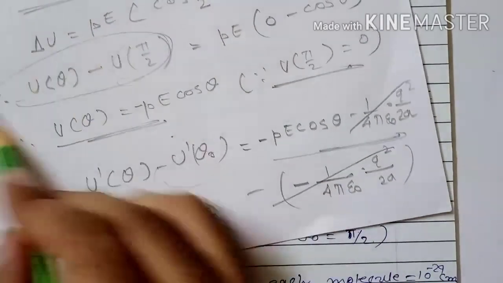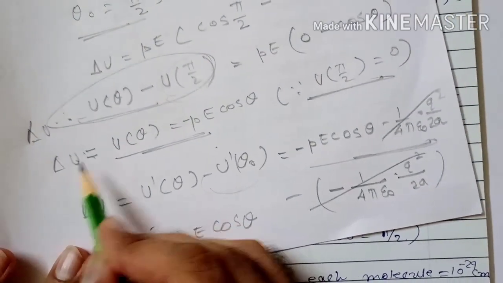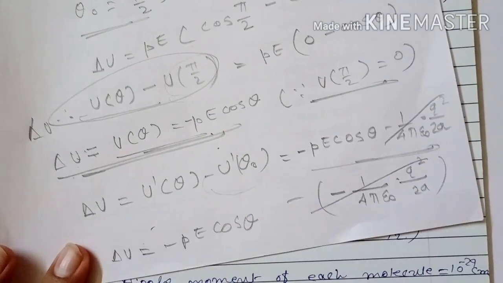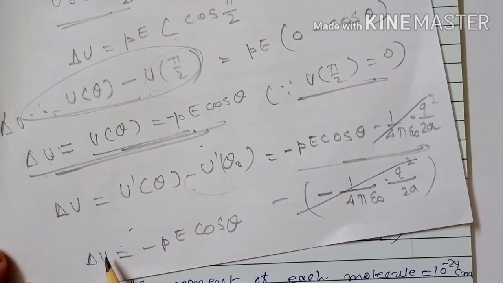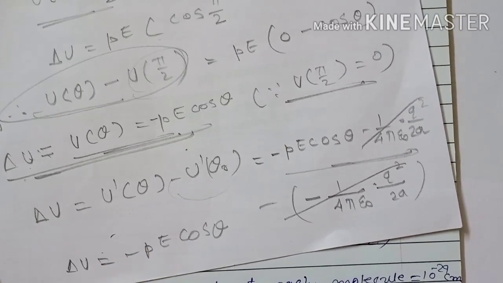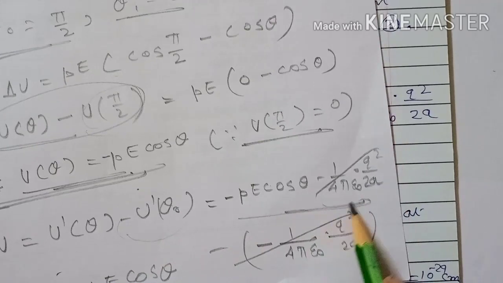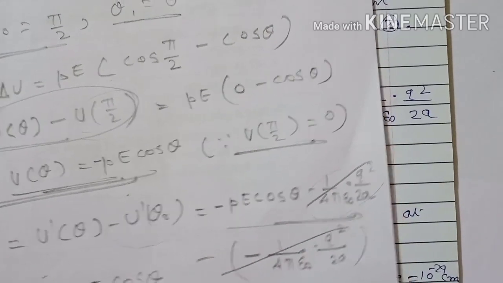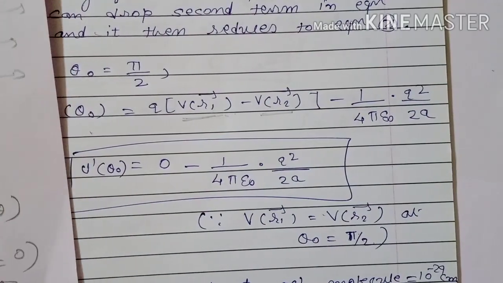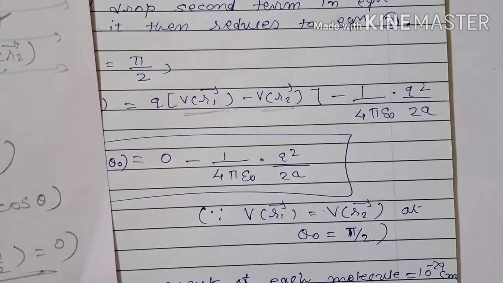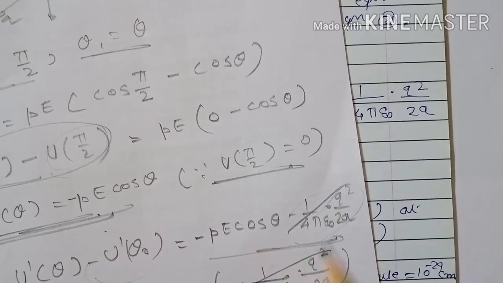There also, this was the change in potential energy. So this is nothing but delta U. Delta U we were getting as minus pE cos theta, and here also, using the second method, we are getting the change in potential energy, that is minus pE cos theta. Therefore this constant, minus 1 upon 4 pi epsilon naught into q square upon 2a, is not significant. Therefore, we can drop this term when we are using the second method. We can drop this constant.